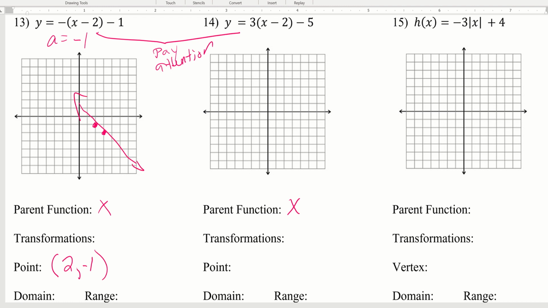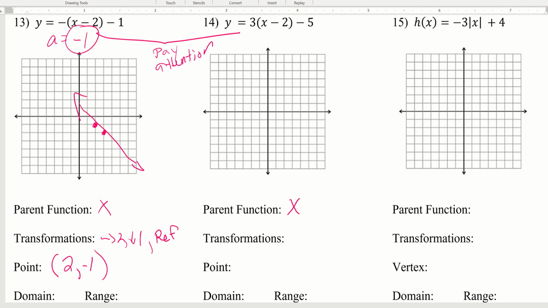Okay, so transformations, you're still going to have the same idea for the transformations. How did I get to this point? Well, I had to go right 2 and down 1. Cool. And now, is my a anything besides just straight up 1? It is, right? It's -1. So negative, look back on page 11. If it's negative, then it's reflected.